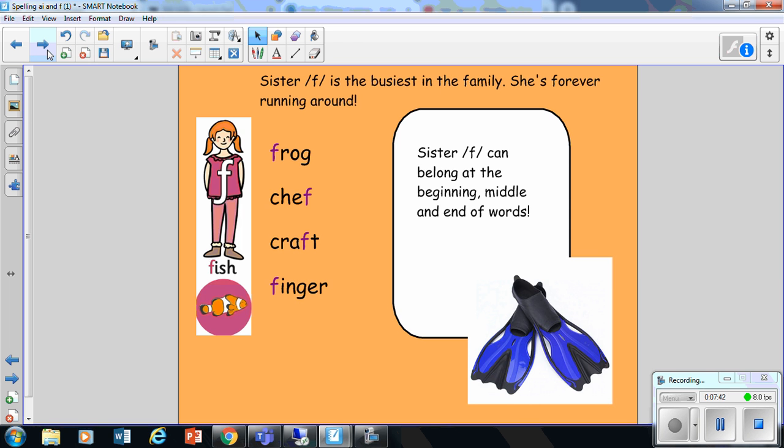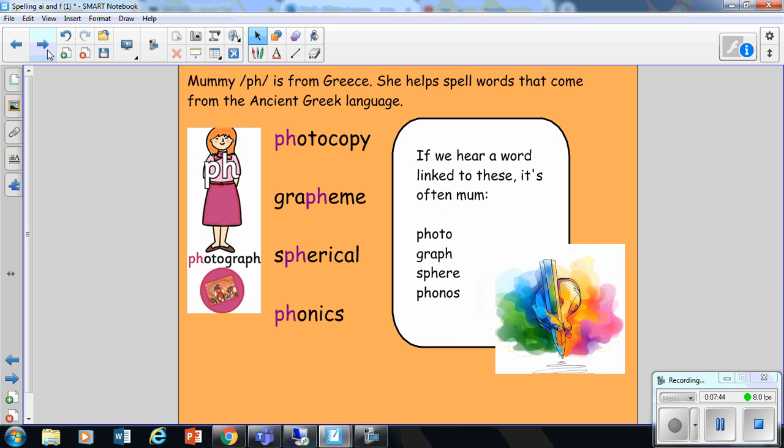Okay. Then we finally meet the mummy, and she is from Greece. Okay, and she uses the graphemes P and H. She helps spell some words that come from the ancient Greek language. How interesting. What a lovely heritage to have.